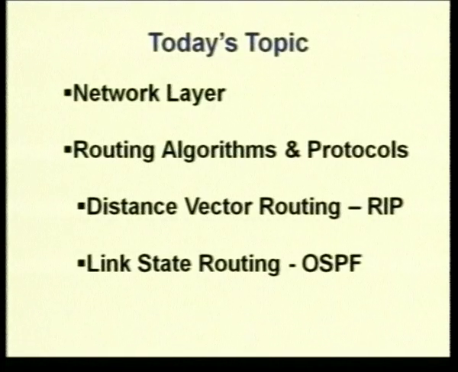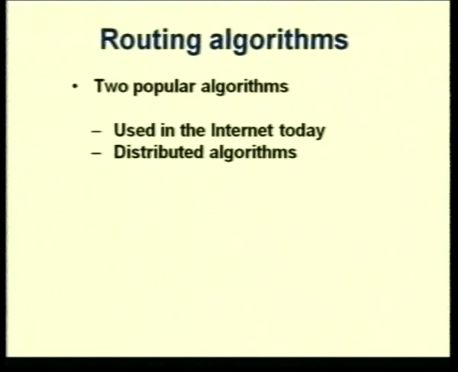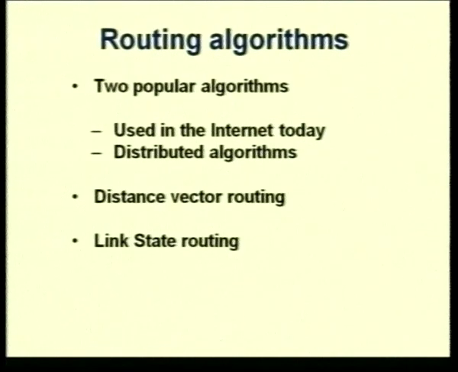So, we have already talked about one routing algorithm called the distance vector routing. We will take a look at that again, and we look at the RIP protocol, which uses this distance vector routing. We will also take a look at the link state routing protocol and the associated OSPF protocol. These two routing algorithms used in the internet today are distributed routing algorithms, which are very popular: distance vector routing and link state routing.